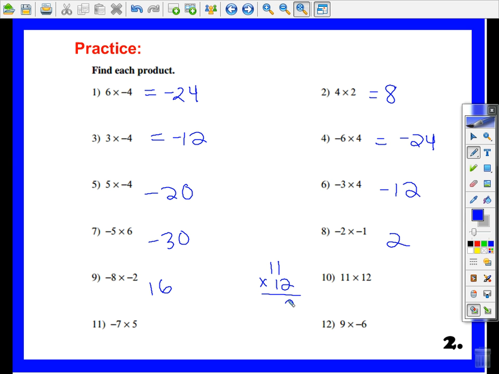2 times 1 is 2. You're done with the ones digits. 1 times 1 is 1. Keep organized. When you add, 2 plus 0 is 2. 2 plus 1 is 3. You end up with a positive 132. For 11, you have a product of negative 35, and 12 is a negative 54.